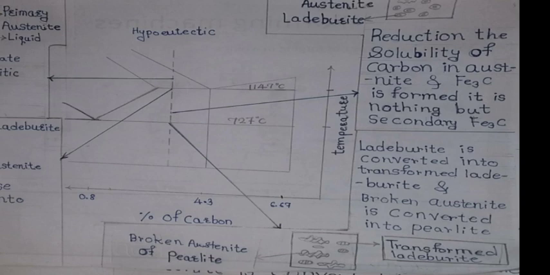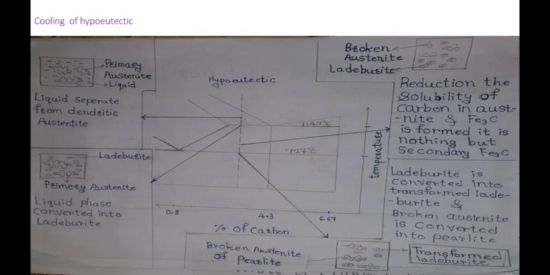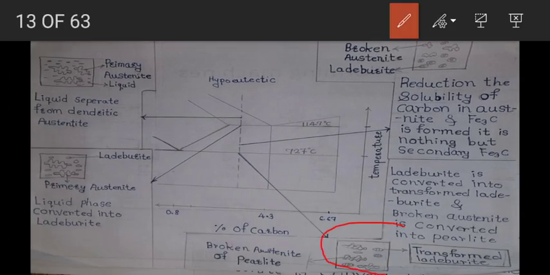We see in this, this is the microstructure at this point. The dendritic structure is nothing but pearlite, which is converted from the broken dendritic austenite, and the circular region is nothing but transformed ledeburite.